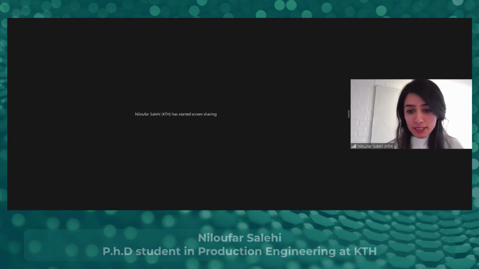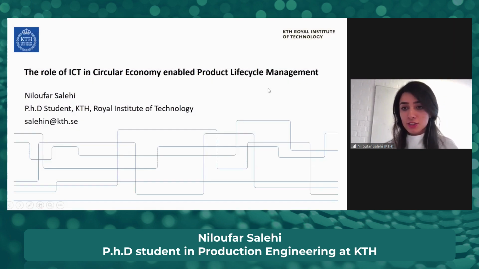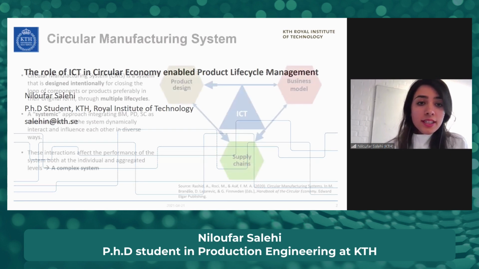I'm going to share my screen, and please let me know if you see it as it should be. It's good. So having heard about different types of physical flows, material flows so far, I'm going to emphasize the importance of the information flow when we want to go circular in manufacturing systems and through the whole value chain of manufacturing a product.